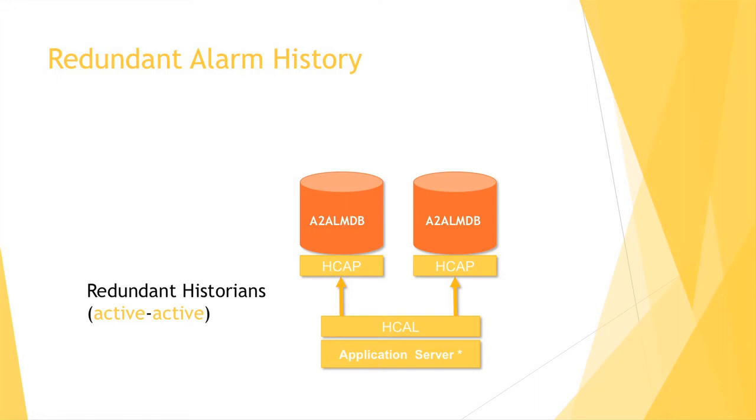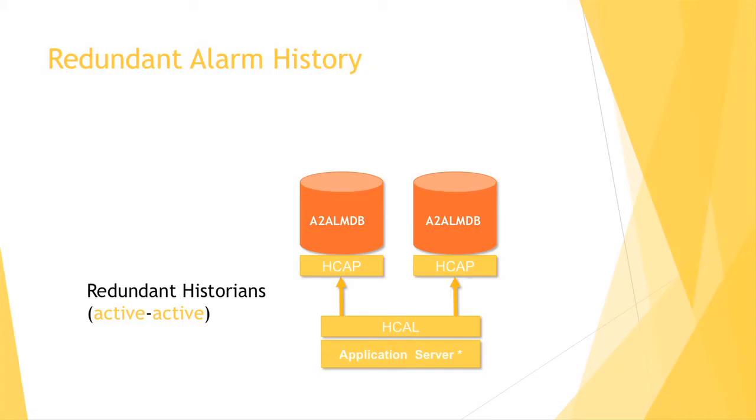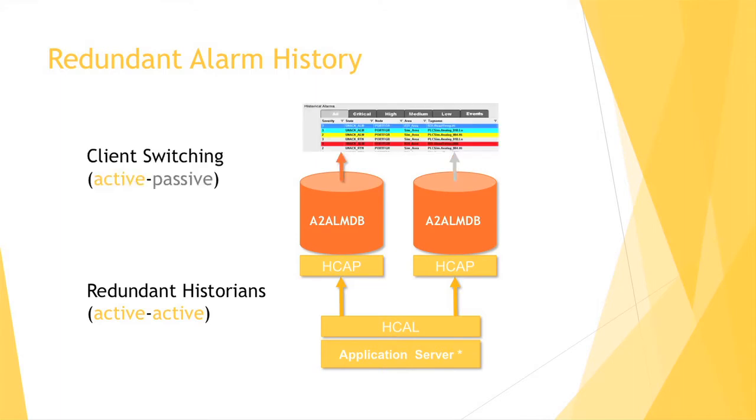We get redundancy with them now. Because of the plumbing change in 2012 R2, that gave us redundant historians. Well, now that our alarms and events can take advantage of that same plumbing, we now get redundancy. Redundancy with alarms along with our redundant historical data.